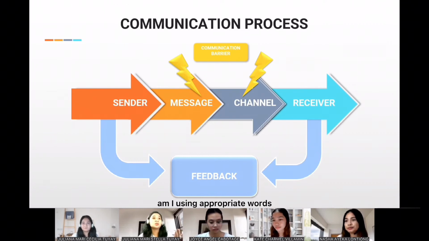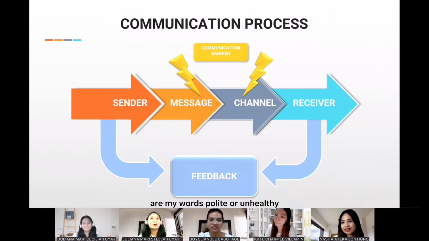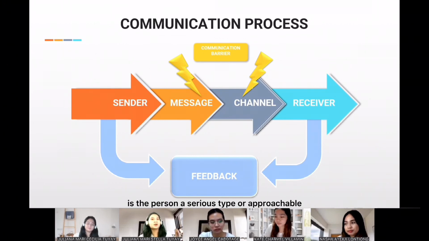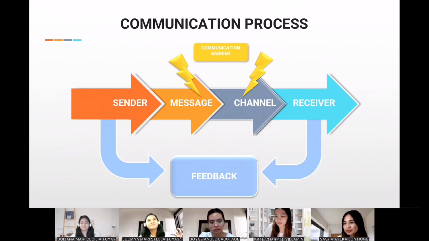Am I using appropriate words? Are my words polite or unhealthy? To whom am I talking? Is it a friend of mine, an acquaintance, or a VIP one? How old is he or she? Is the person a serious type or approachable? That's all.